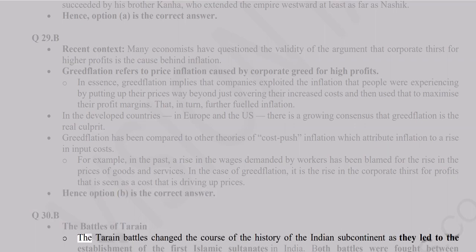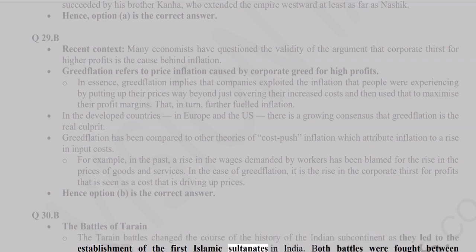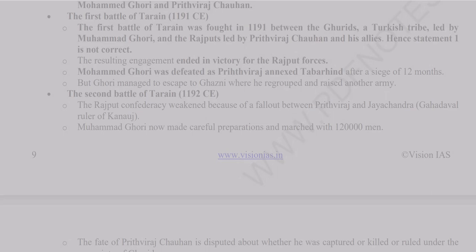Q30.b The battles of Tarain. The Tarain battles changed the course of the history of the Indian subcontinent, as they led to the establishment of the first Islamic sultanates in India. Both battles were fought between Muhammad Ghori and Prithviraj Chauhan. The First Battle of Tarain, 1191 CE. The First Battle of Tarain was fought in 1191 between the Ghurids, a Turkish tribe, led by Muhammad Ghori, and the Rajputs, led by Prithviraj Chauhan and his allies.